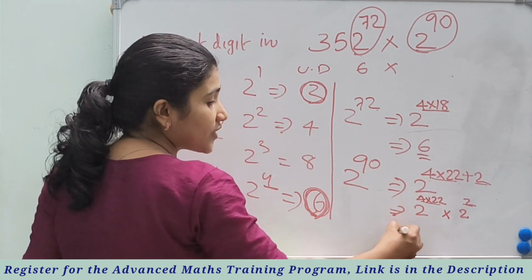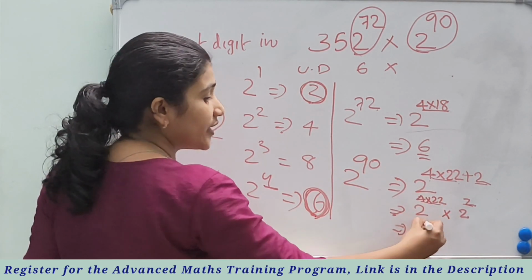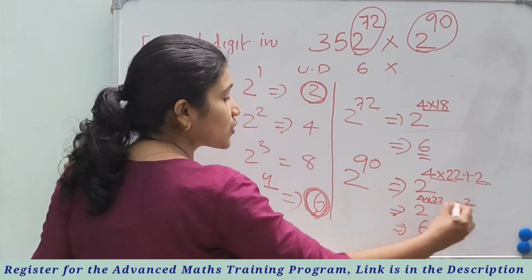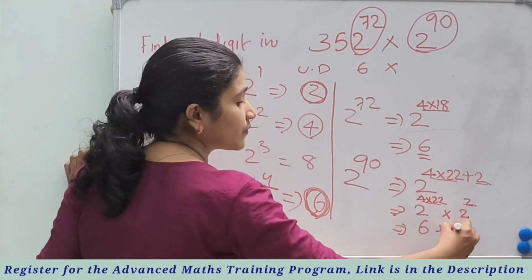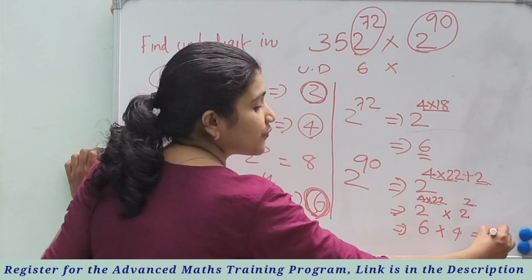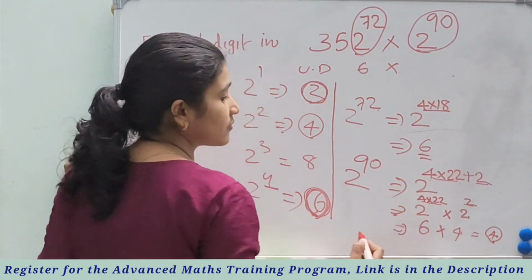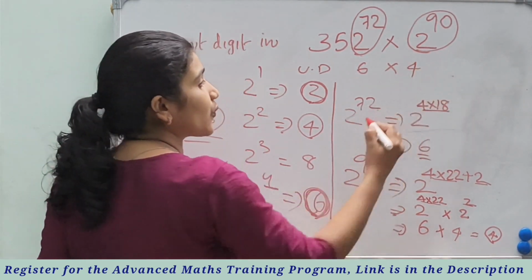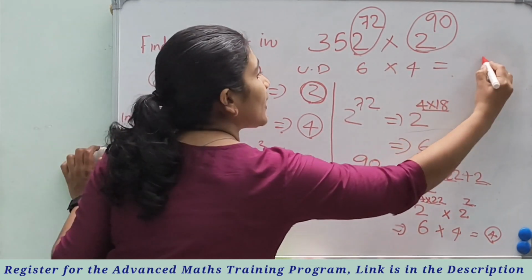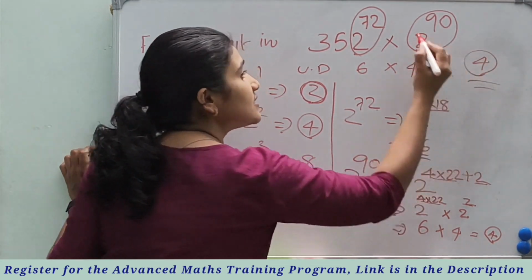Now in 2 raised to 4n, unit digit is 6, and in 2 square unit digit is 4. So 6 into 4 is 24, which means the unit digit is 4 here. In 2 raised to 90, unit digit is 4. So 6 into 4 is 24 again. So the unit digit is 4 in this expression.